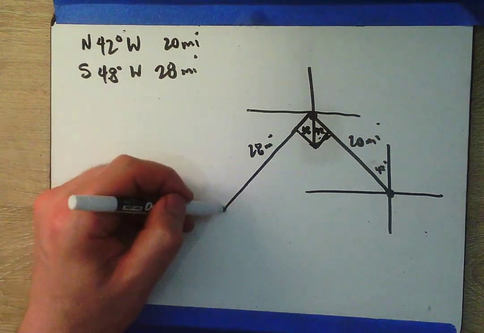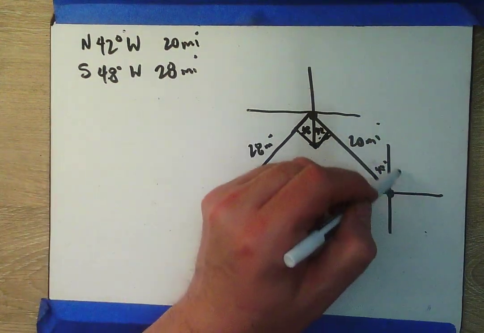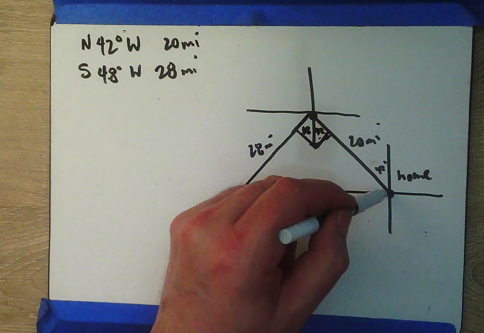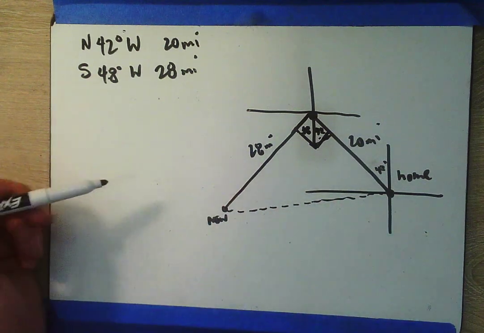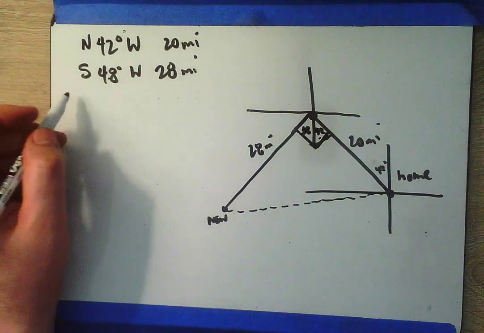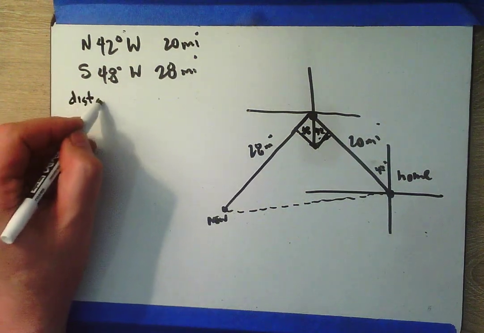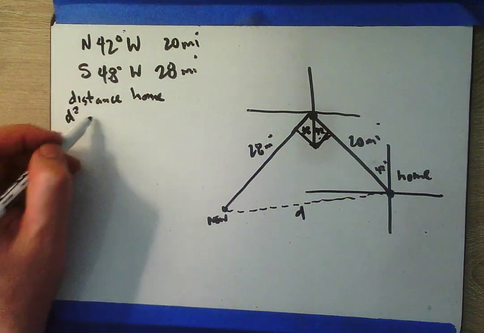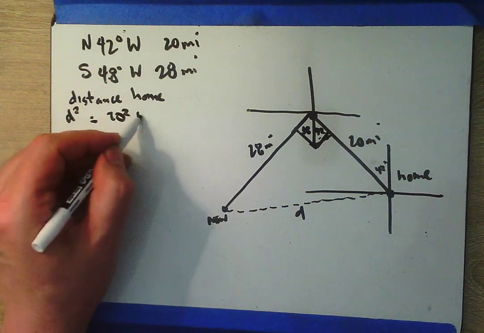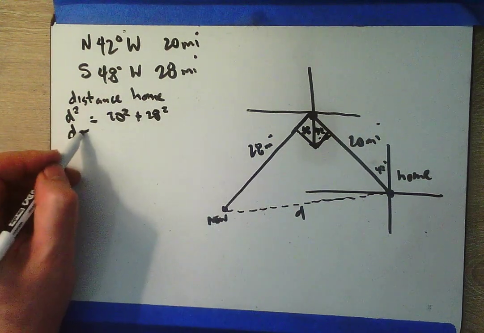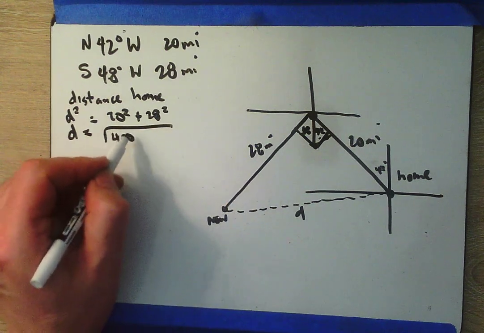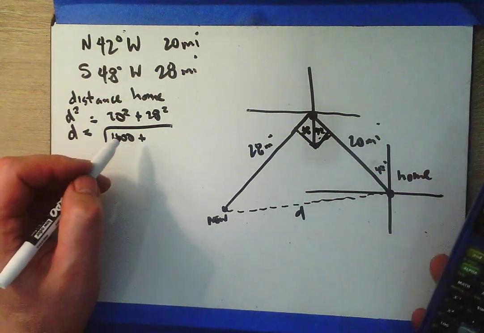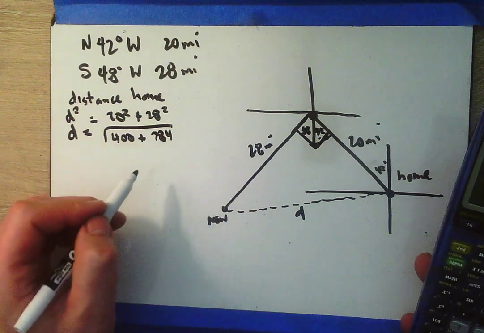Okay? So here we are, and we want to talk about getting back home. And we want to ask those two questions. How far is it to get back home? Well, again, I'm just going to use the Pythagorean theorem to find the distance home. I'll say that that distance squared is 20 squared plus 28 squared. And so the distance home will be the square root of 400 plus 28 squared is 784.